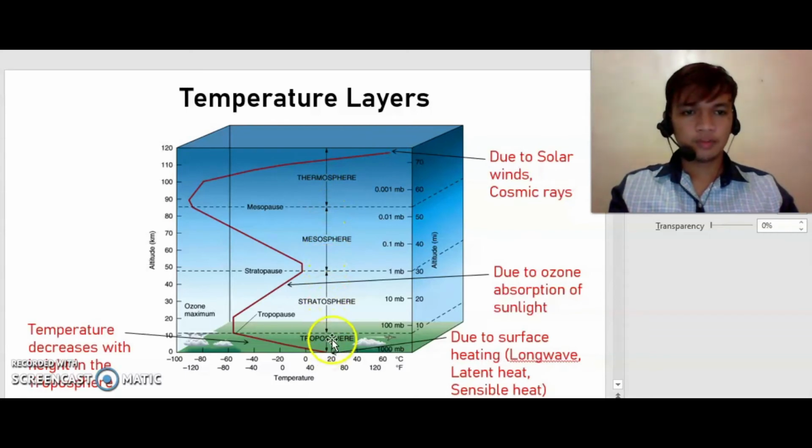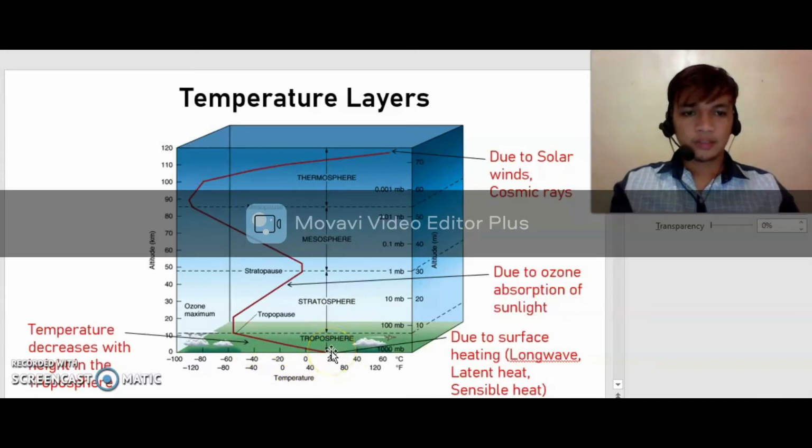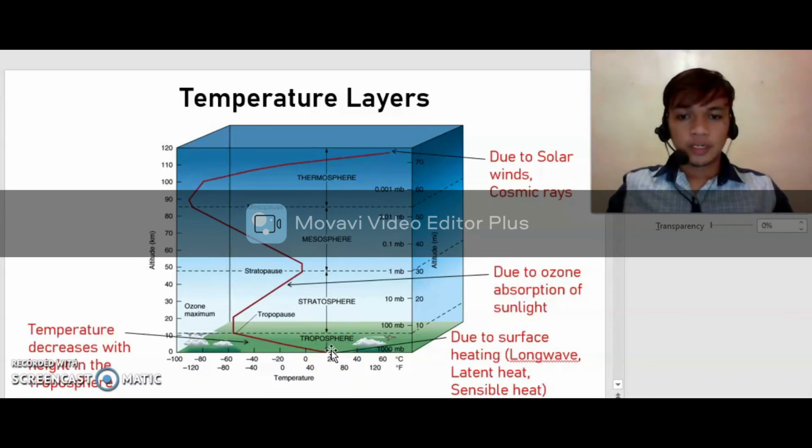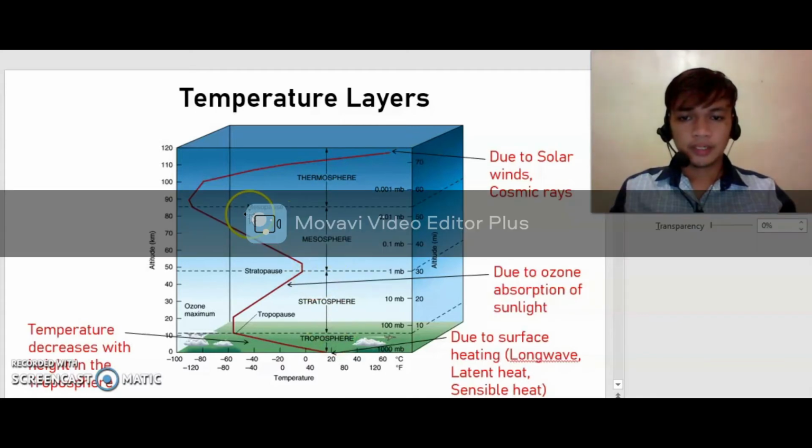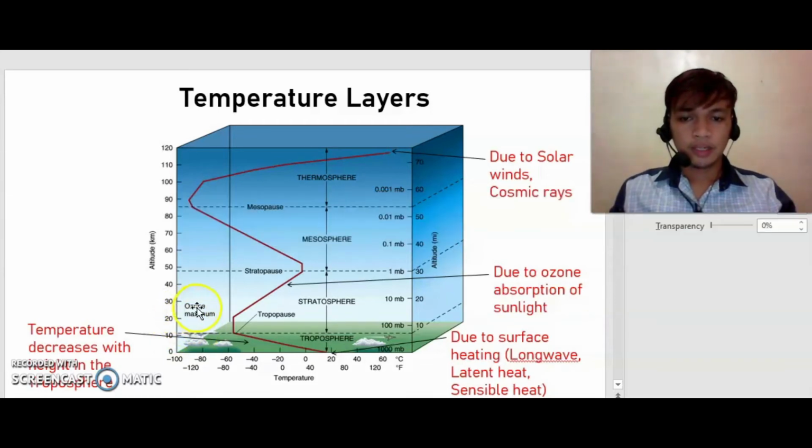And the regions are separated by the following. Between the troposphere and the stratosphere, it is divided by the tropopause. The stratosphere and mesosphere are divided by what we call the stratopause. And the thermosphere and mesosphere are divided by the mesopause. The ozone maximum is between 20 to 30 kilometers above sea level. So this is our altitude.